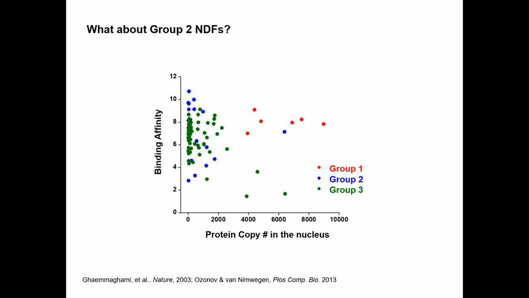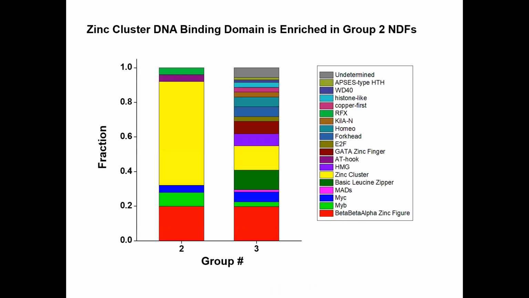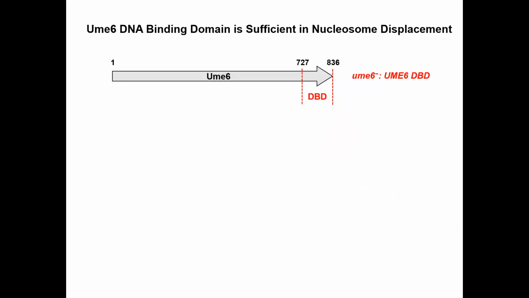For group 2 factors, they don't seem to be very different from group 3 in this plot. But when we analyze the structure of their DNA binding domain, it looks like this particular structure, the zinc cluster, is significantly enriched. We still don't know how this structure is compatible with the nucleosome structure, but one thing we notice is that this DNA binding domain, the DBD, seems to be sufficient in displacing nucleosome. So in this experiment, we take UME6, a group 2 factor, with the DBD at its C terminal.